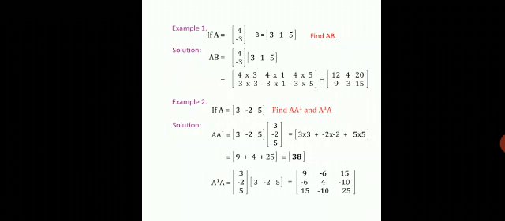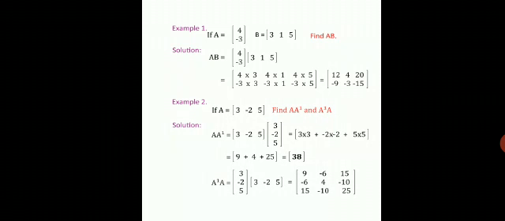Now we will see example 2. If A is equal to [3, minus 2, 5], here it is a row matrix of order 1 row into 3 columns. Find A into A dash and A dash into A. Solution. Find the transpose of A first. So here row becomes column, then multiply.